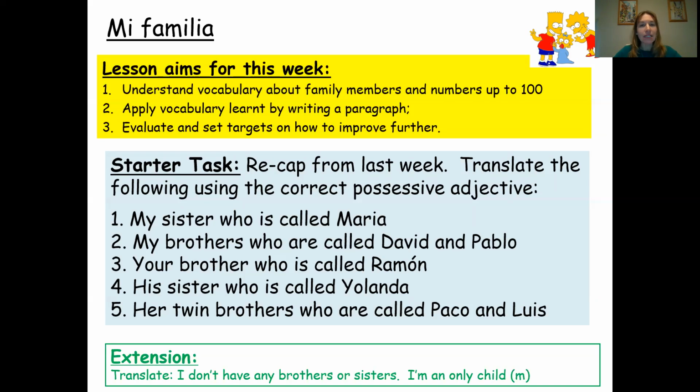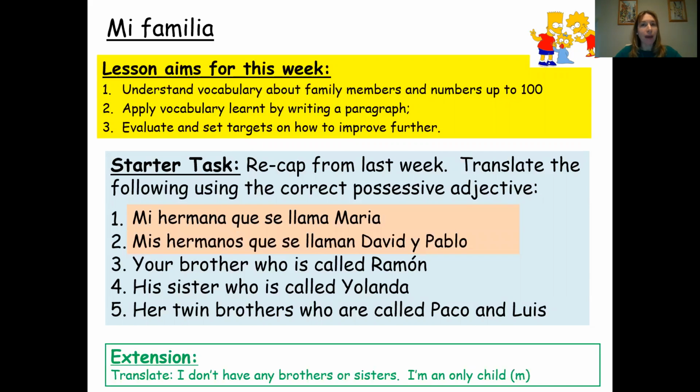So the first one, my sister, who is called Maria, in Spanish would be mi hermana que se llama María. Number 2, my brothers who are called David and Pablo, this would be mis hermanos que se llaman David y Pablo. So you've got mis because it's plural and hermanos because there's more than one. And we have to agree the llamarse verb. So it's se llaman David y Pablo.